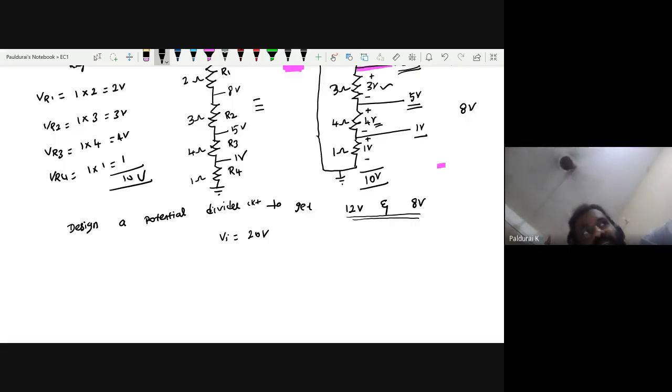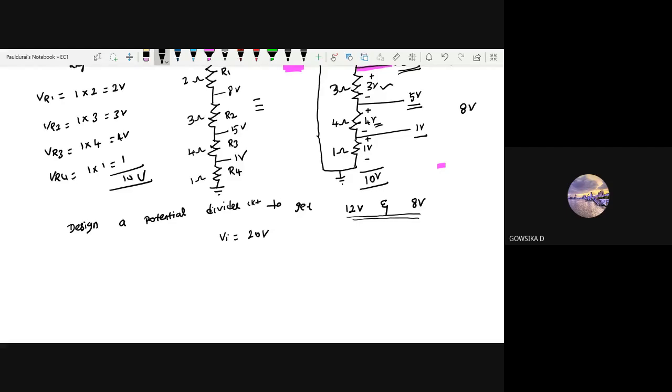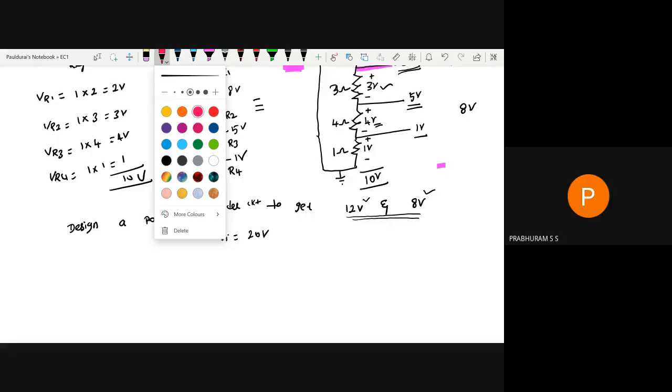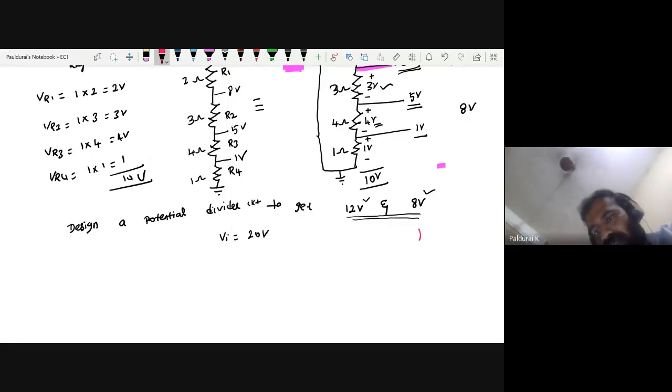Guys, is the concept understood? Is it clear or not? Yes, sir. Okay, has anyone developed the circuit diagram? So here you need two voltages, namely 12 volt and 8 volt. So how many resistors? 3 resistors, sir. So 3 resistors in series. Okay. And what is the input voltage? 20 volt.